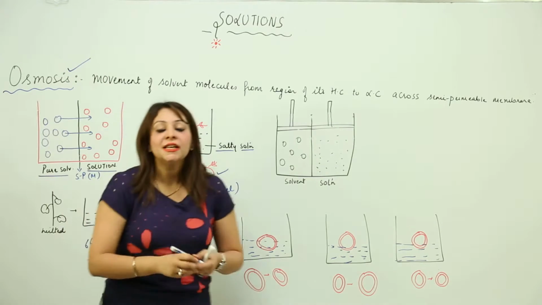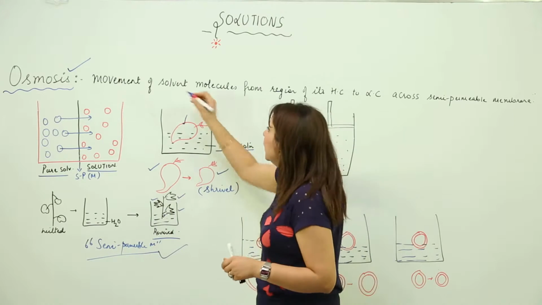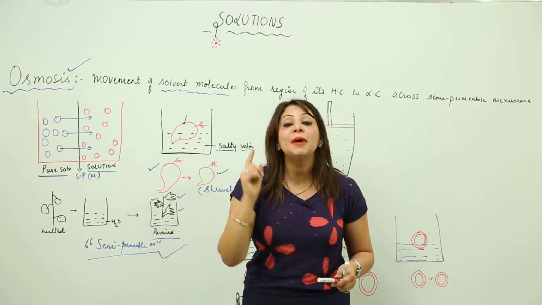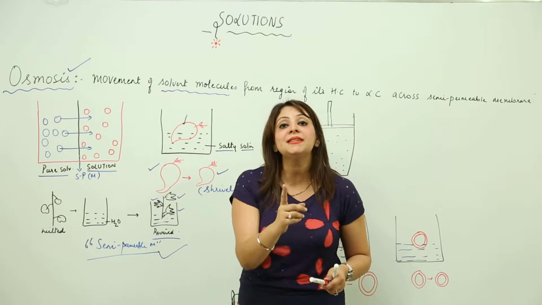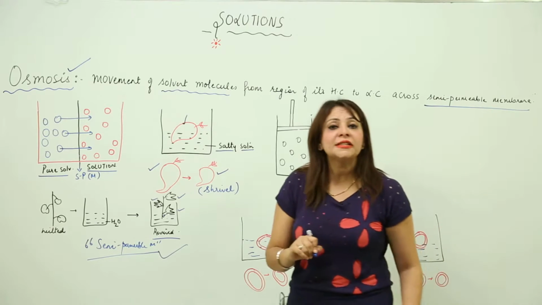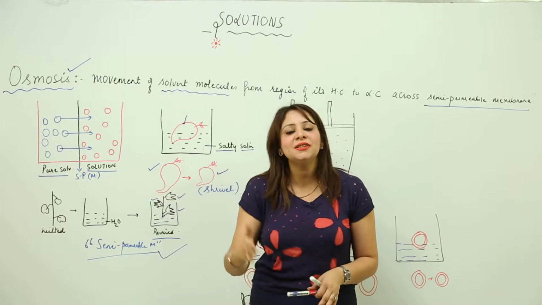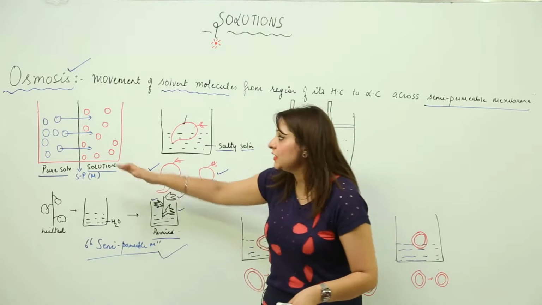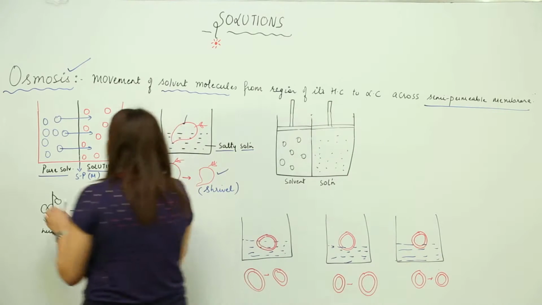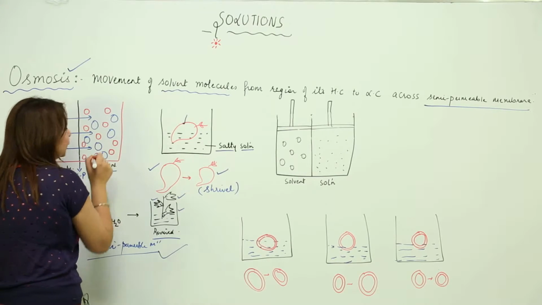So what is osmosis? You have to keep in mind that osmosis is restricted only to the movement of solvent particles, not of the solute, and there is one compulsory thing, that there should be a semi-permeable membrane. If it is not present, then osmosis won't take place, because everything will just mix up. Osmosis is just the movement of the solvent particles. After a short span of time, you will be able to see the pure solvent molecules present in the solution also.